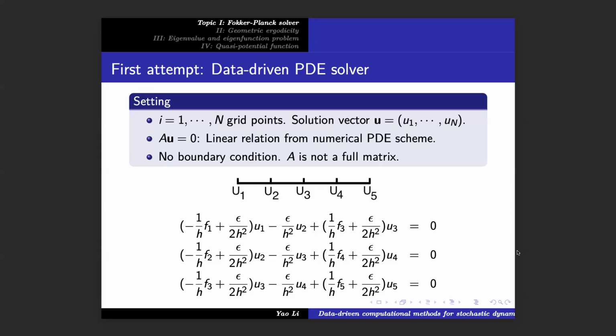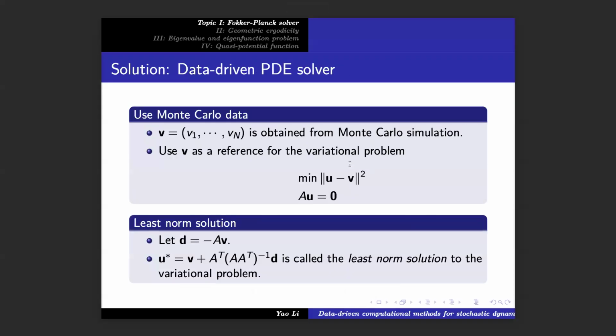Without a boundary, the numerical PDE does not give you a full matrix, which means now you have more variables than equations. It's not a linear system that you can solve. However, on the other hand, you also have Monte Carlo, which means you can use your Monte Carlo data as a constraint. This gives you a variational problem: you want your solution to satisfy the numerical PDE linear relation, and at the same time you want it to be as close to your Monte Carlo data as possible. So this is called the least norm solution.